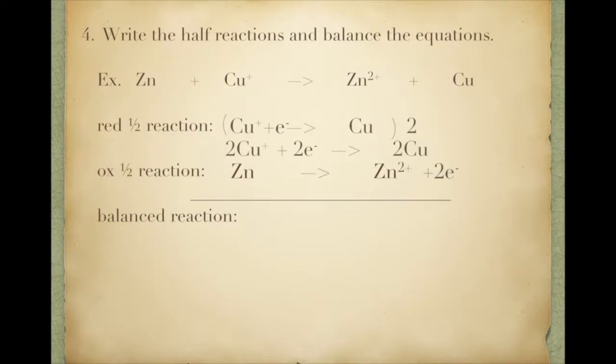And now, and only now, can I add these reactions together. Notice my electrons cancel out, and what I'm left with is 2 copper ions plus zinc, which produces zinc ions and 2 copper. So there is a balanced redox reaction, making sure that your electrons are balanced. However many you gain equals however many you lose.